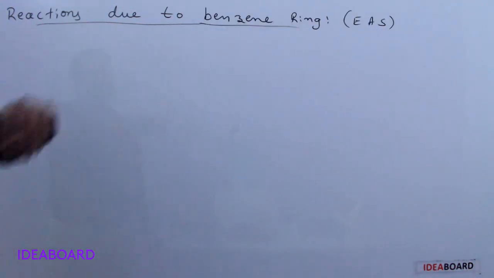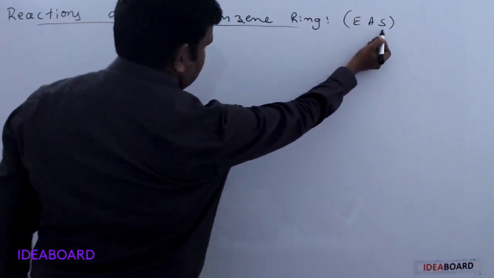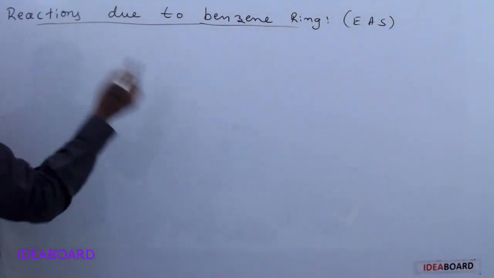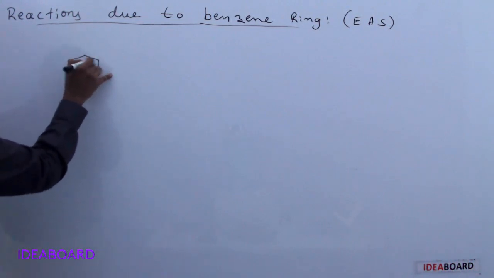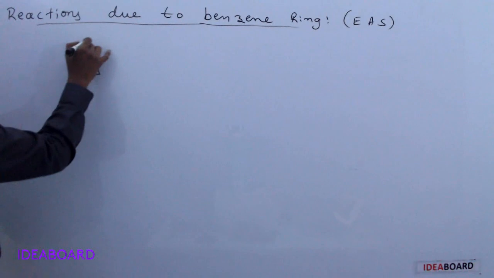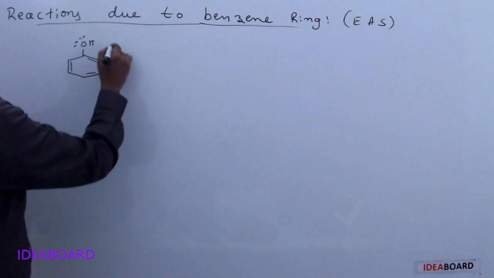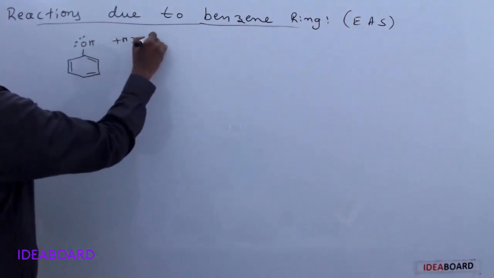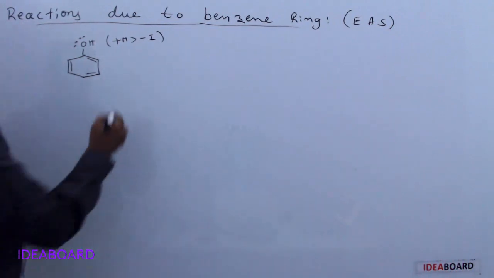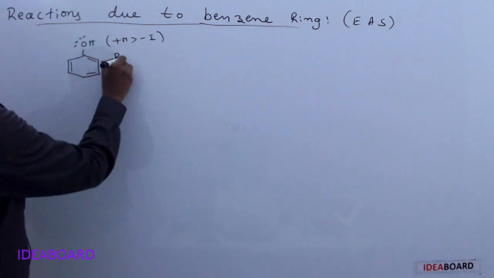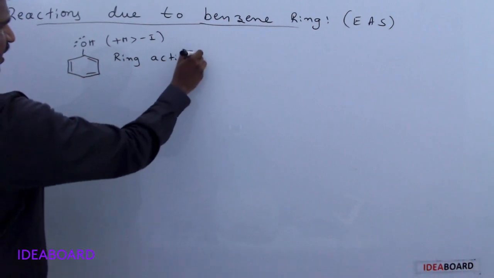Next, reactions due to the benzene ring. These are also called electrophilic aromatic substitution reactions, and they are shown by phenol. On the benzene ring, the group present is the OH group, which has two lone pairs. So it is a plus M effect group and a minus I effect group. Plus M dominates over minus I, and because of its plus M effect, it is also called a ring activating group.